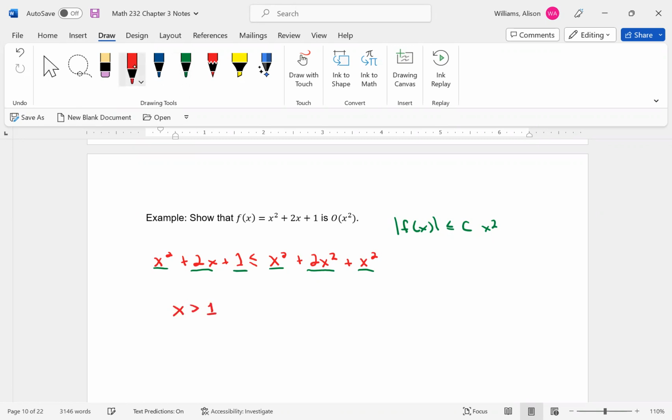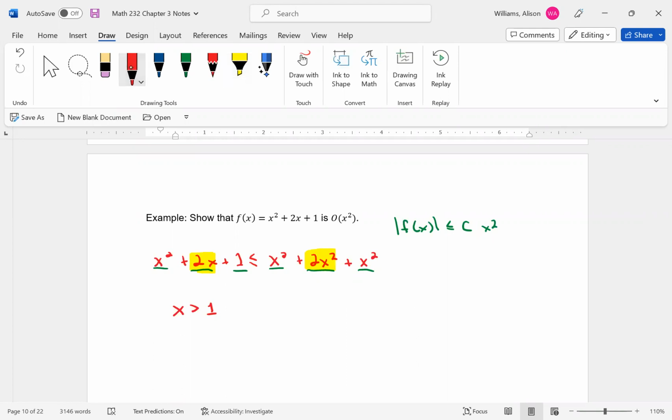in order for what I just wrote here to work, mainly because of, let me highlight it, this one. When x is smaller than 1, that's not the case. This inequality does not hold, okay? When x is squared, it's not bigger. But when x is bigger than 1, it does work.